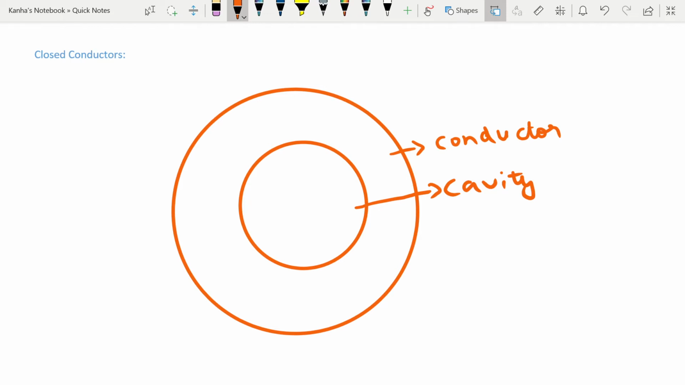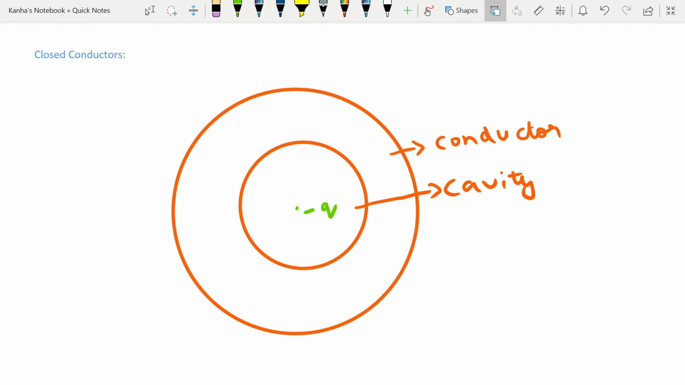Now what you should keep in mind is, first of all, if I keep a charge, let's say plus q, inside, this will induce a charge minus q on the inner surface of the conductor and a charge plus q on the outer surface. Similarly, if I give a charge minus q here, it will induce plus q on the inner surface and minus q again on the outer surface.